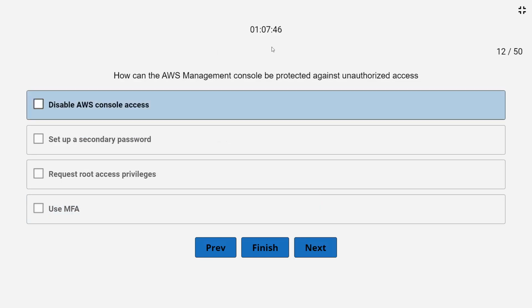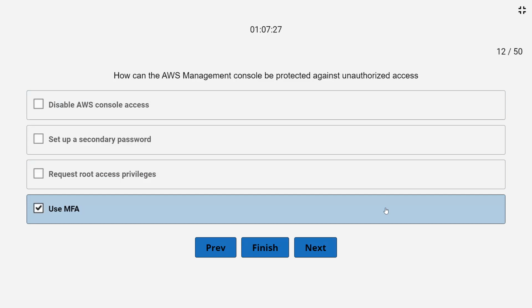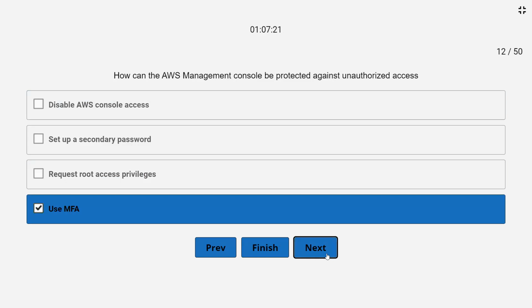How can the AWS Management Console be protected against unauthorized access? Okay. Use multi-factor authentication, MFA. In AWS, it's always MFA, multi-factor authentication. But in certain places, it can be two-factor authentication, 2FA.